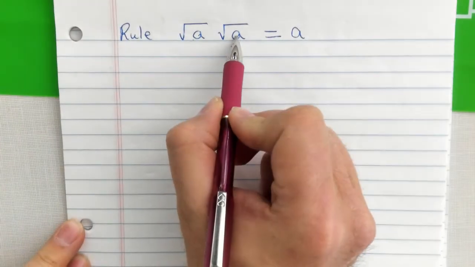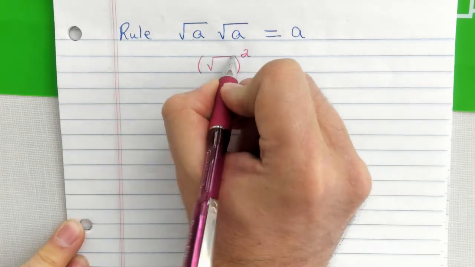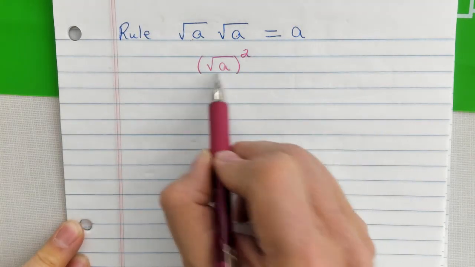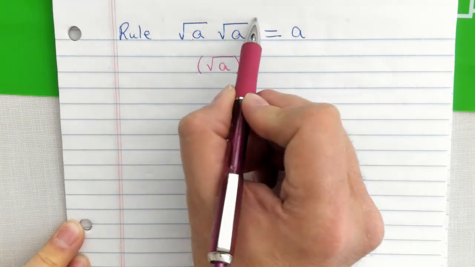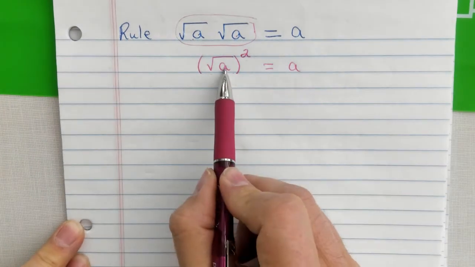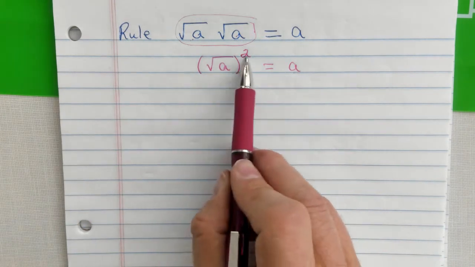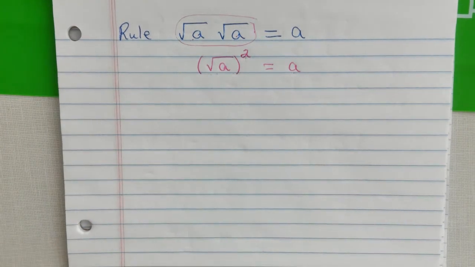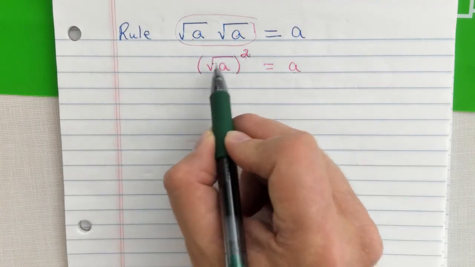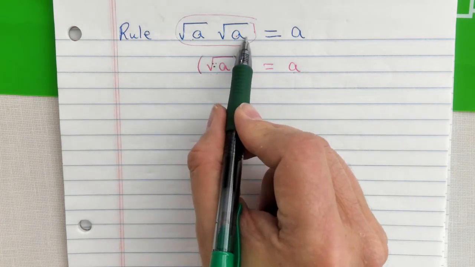Instead of saying times itself, we could say squared. Doesn't squared mean times itself? So if I just rewrite this rule with a square, we still have the same thing. The square root of A, all squared, is A. With it written like this, what it makes you think is a square and a square root cancel each other out. Okay? But it's still just based on this rule right here that we used the last time.